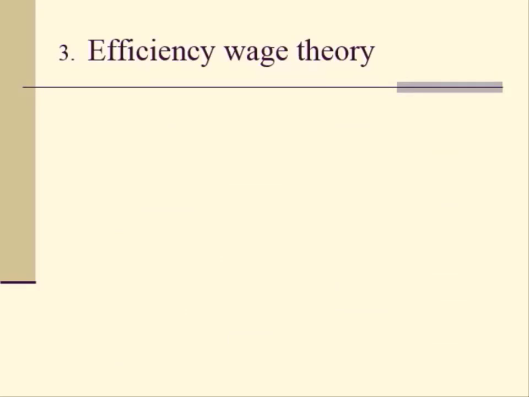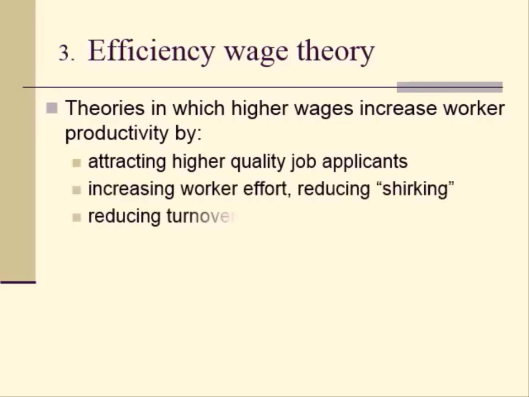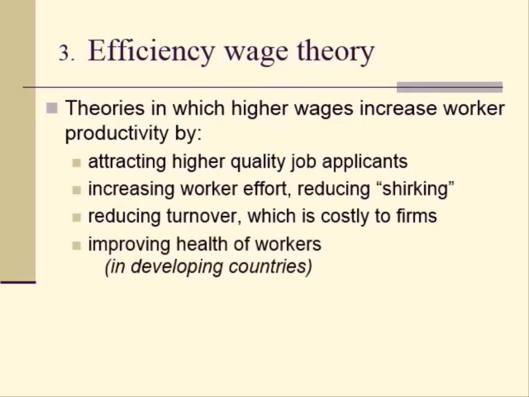Finally, efficiency wage theory. Efficiency wage theory is a theory in which higher wages increase workers' productivity by attracting higher quality job applicants, by increasing workers' effort, therefore reducing shirking, reducing turnover, which is costly to firms, and finally by improving health of workers, especially in developing countries. The best example of this theory applied is Henry Ford's $5 working day in 1914. That's on page 195 in the textbook.